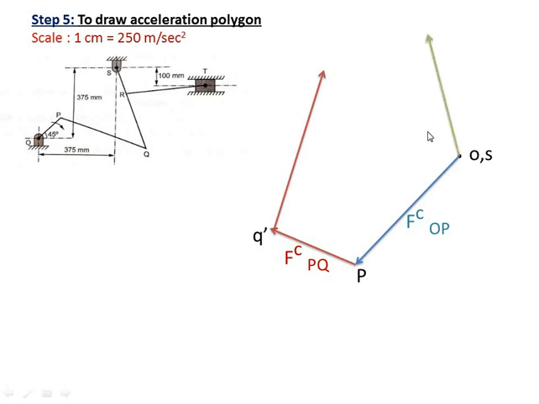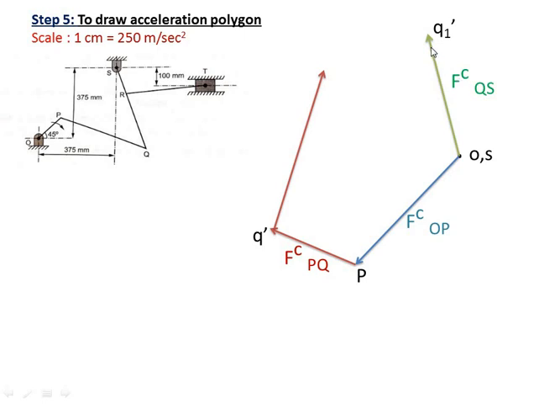So from O in the upward direction. Why upward? Because centripetal acceleration of SQ will be towards S, that is upward. So from O in the upward direction, parallel to SQ, is the centripetal acceleration. Take the magnitude from the table, multiply by scale, and that will give you point Q1 dash. So this is the centripetal acceleration of QS.